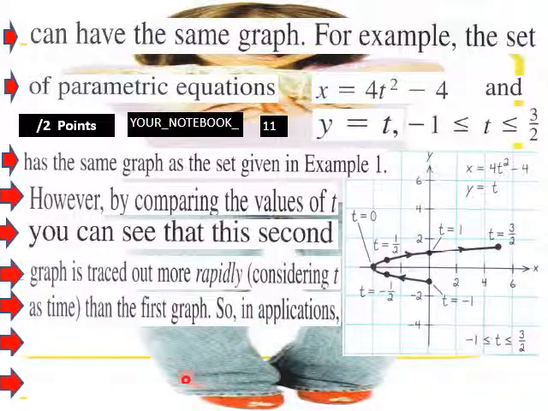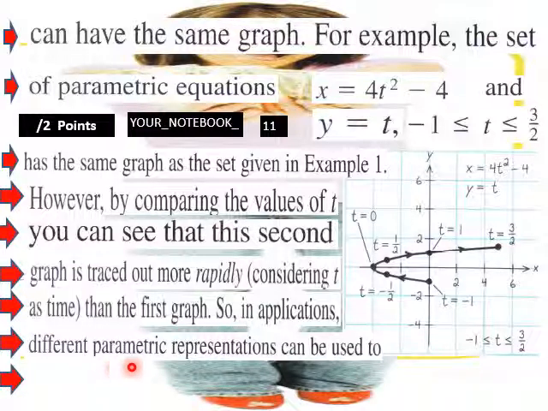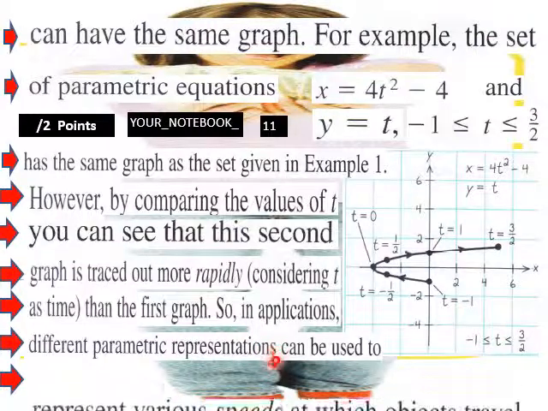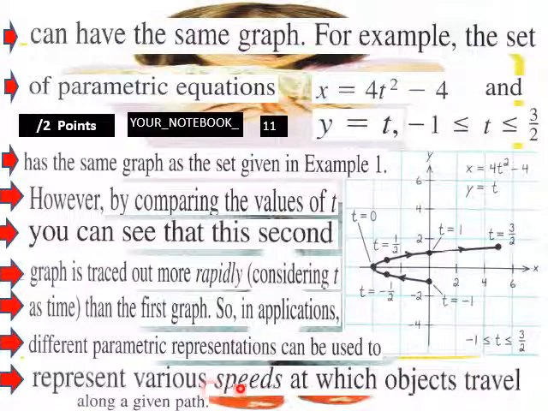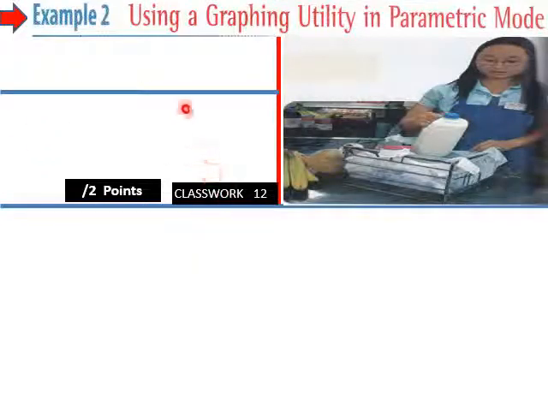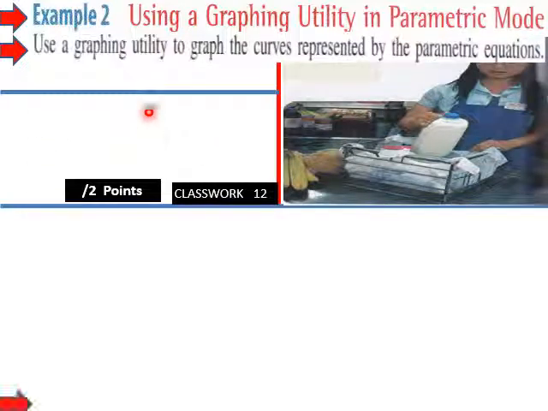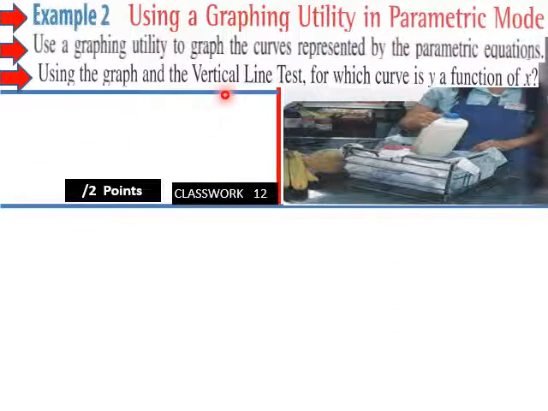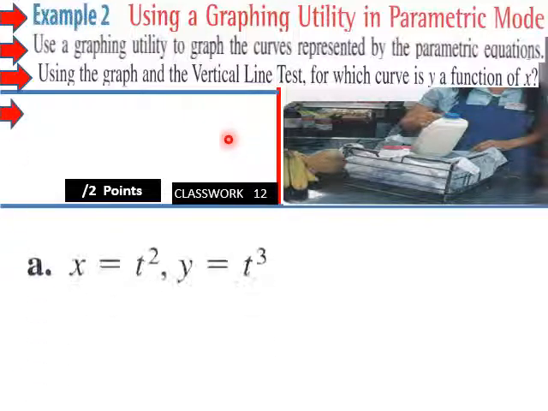So in applications, different parametric representations can be used to represent various speeds at which objects travel along a given path. So we can change the graph to describe the rate of change within a certain parametric equation. Using a graphing calculator in parametric mode to graph the curves represented by the parametric equations. Using the graph and vertical line test, for which curve is y a function of x?